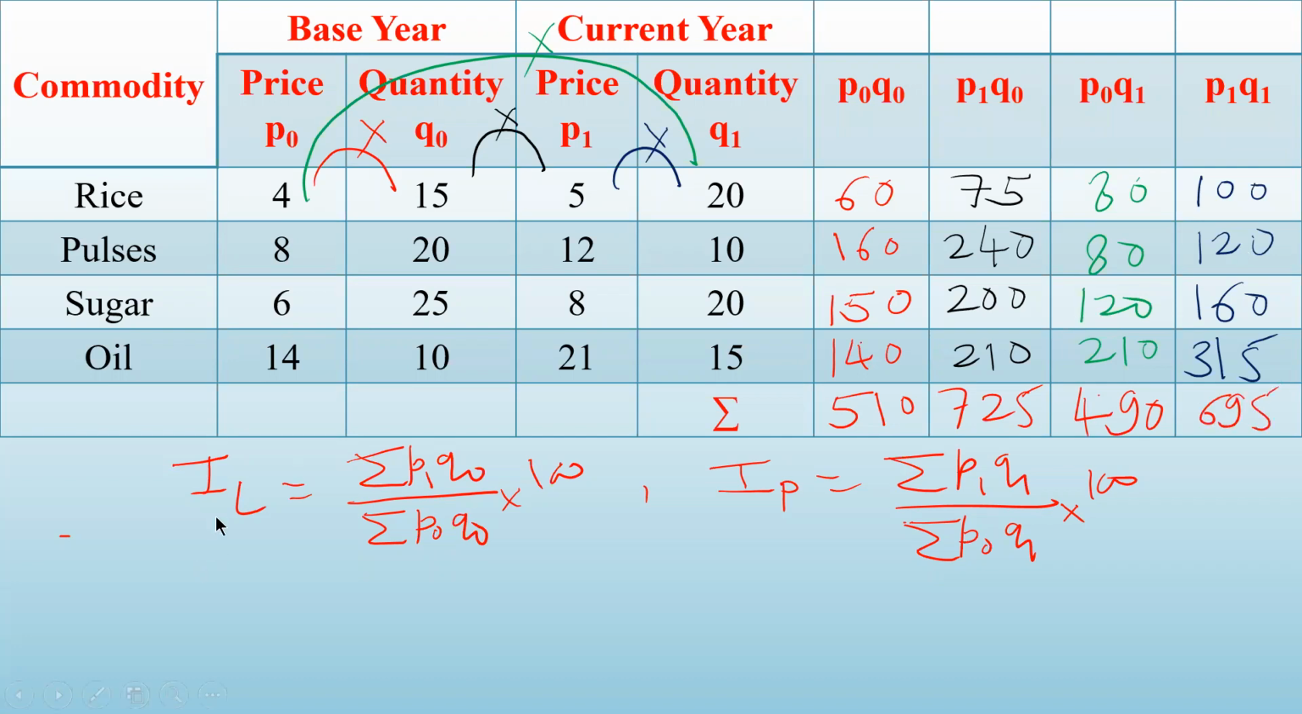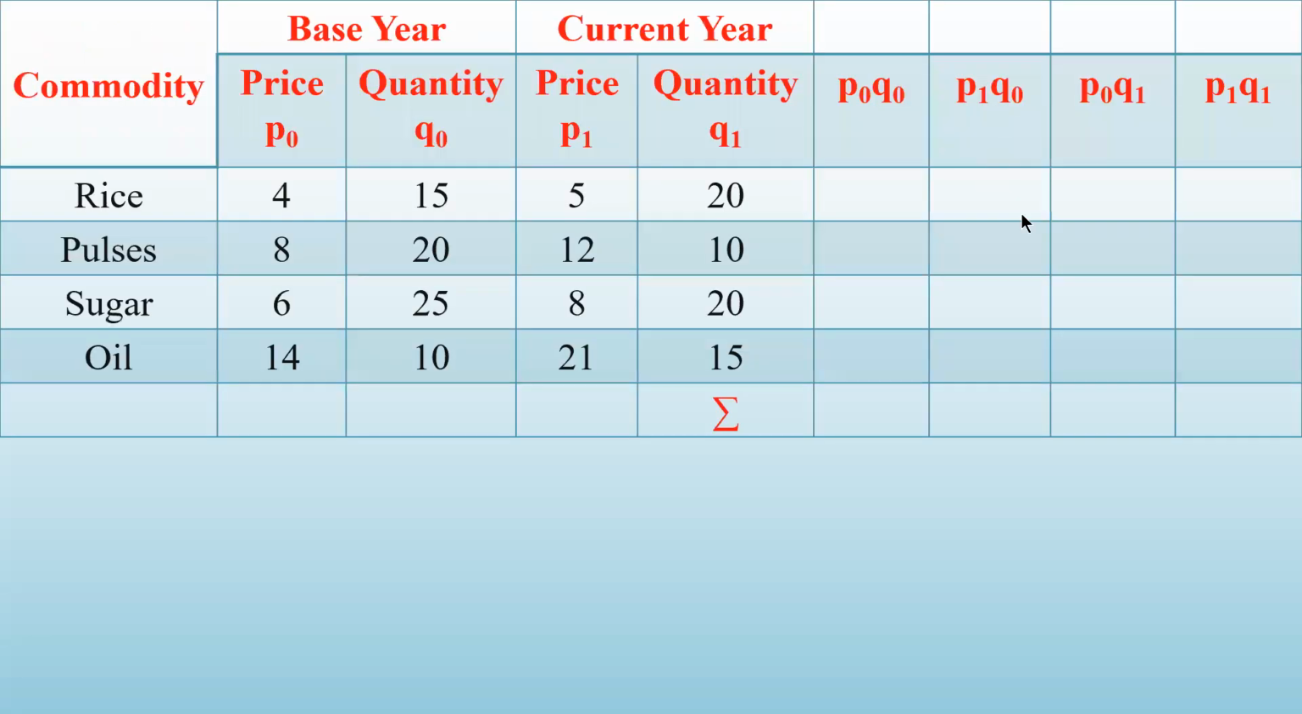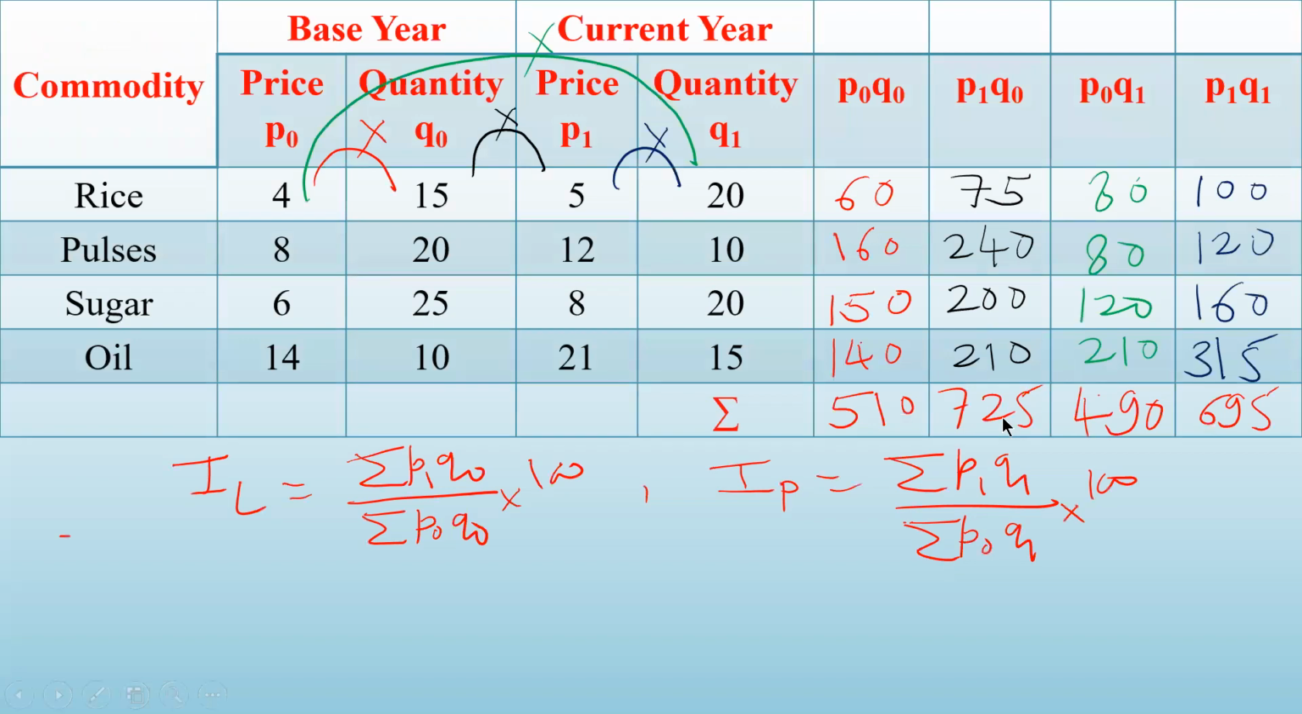Now let us calculate IL. So IL is the summation of P1 Q0 divided by the summation of P0 Q0 into 100. IL is summation P1 Q0 divided by summation P0 Q0 into 100. What is summation P1 Q0? P1 Q0 is 725 and this is 510.